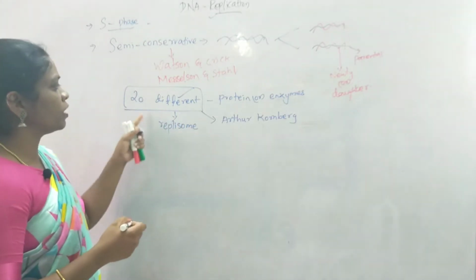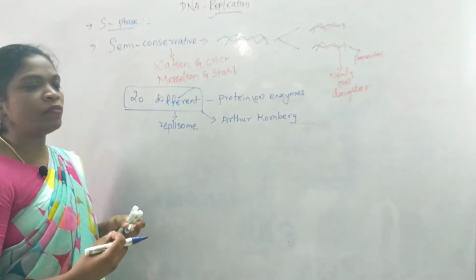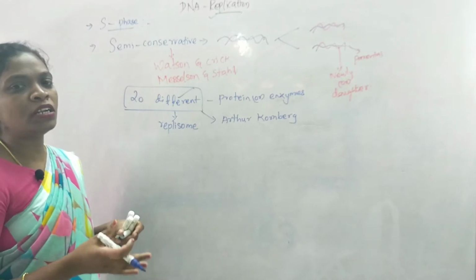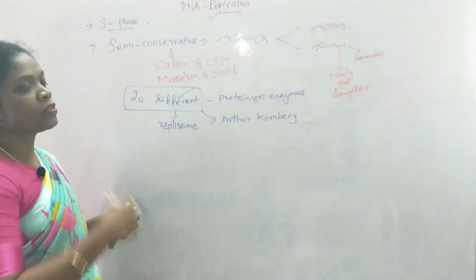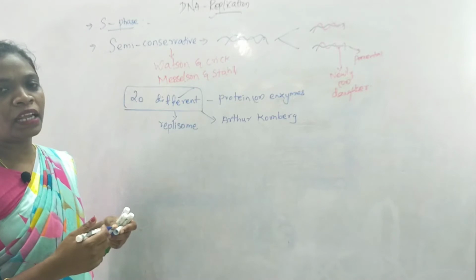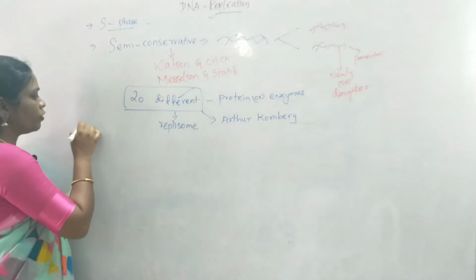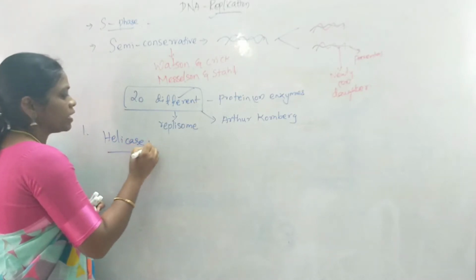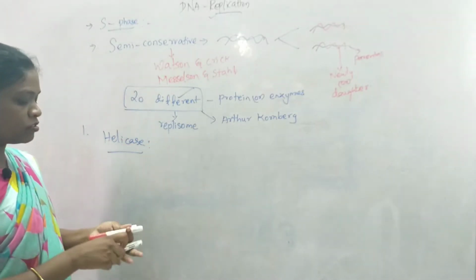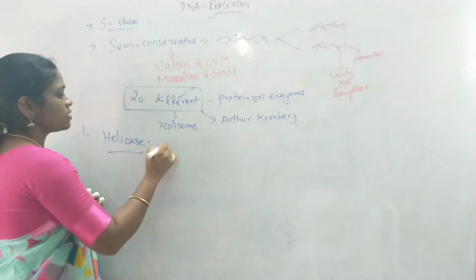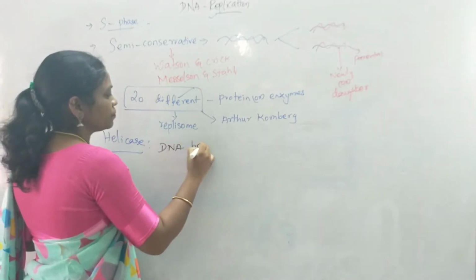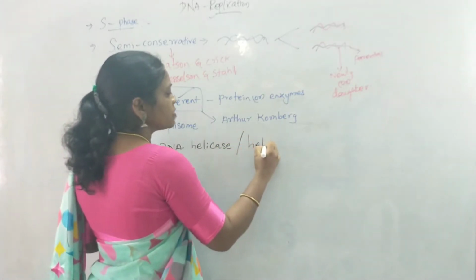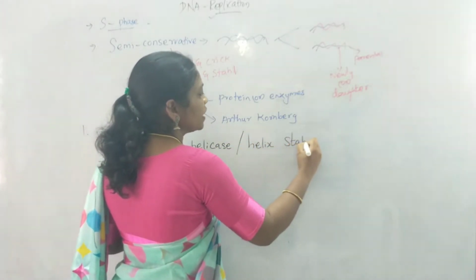Now we'll see about the replisome enzymes one by one. We are not going to learn about all 20 different types of enzymes. We are going to learn about some important enzymes that take care of the process known as DNA replication. The first enzyme we are going to learn about is the enzyme helicase. Enzyme helicase is also known as DNA helicase, or helix stabilizing enzyme.